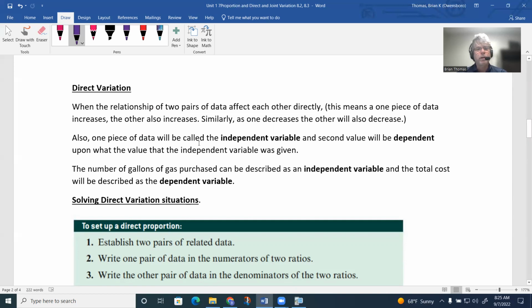So one piece of data will be called the independent variable, and the second will be described as the dependent variable. Most often we're going to be given the independent variable, and we're going to be looking for the dependent variable.